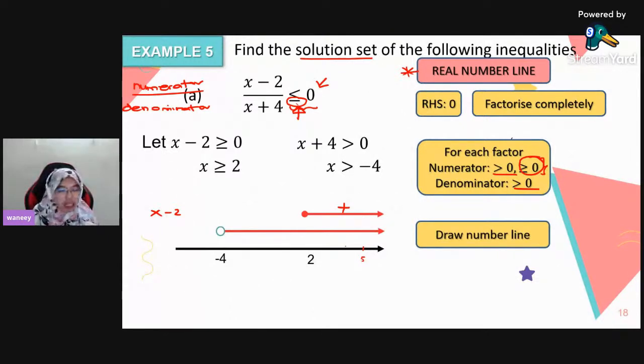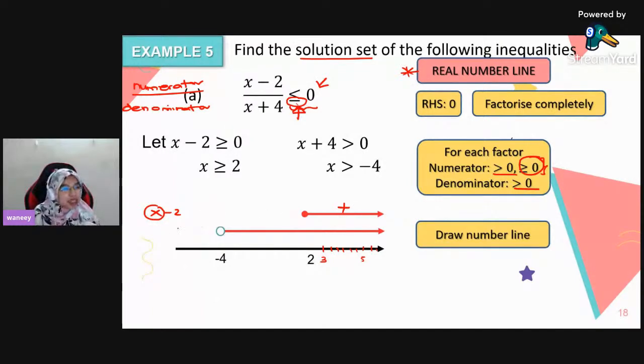Lagi sekali ya, saya ulang. Okay, so this is for x minus 2, right? So I got x greater than or equal to 2. That means if I choose any number over here and I substitute into x minus 2, I'm going to get some positive number. So for example, I choose 5 over here. So 5 minus 2, this is a positive number. On the right hand side of 2, let's say 3. So 3 minus 2, this is also a positive number. So sebab tu saya tahulah atas line saya akan letak positif.